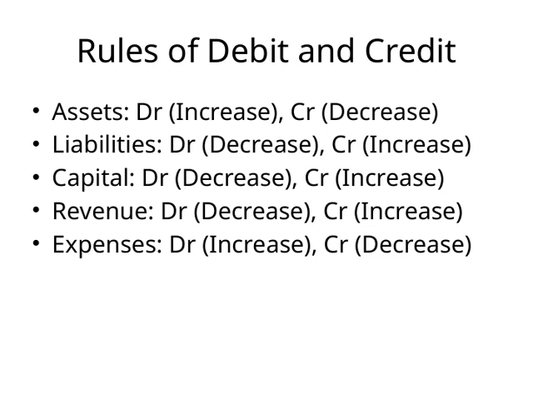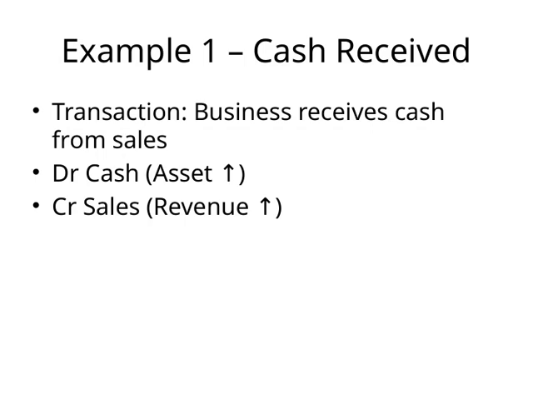By understanding these rules, we can accurately record every financial transaction, ensuring our books reflect the true state of the business. These principles are the backbone of double-entry bookkeeping and tie directly into the overall theme of maintaining balanced and reliable financial records. Now, let's look at an example of a cash receipt transaction.